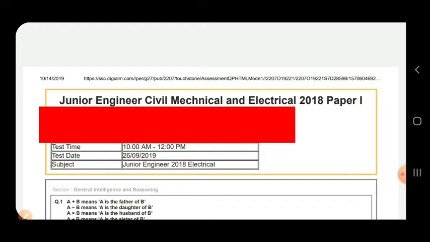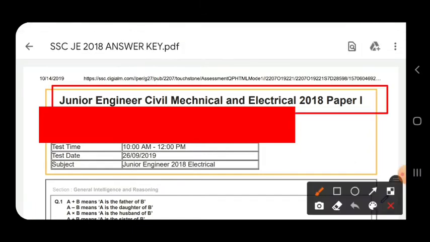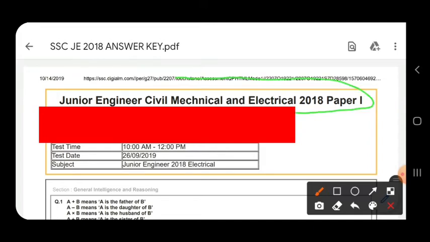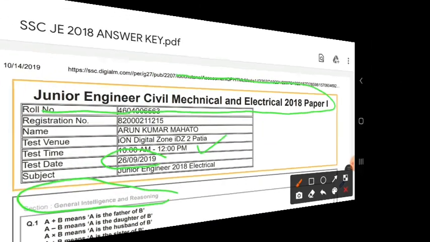This paper was Junior Engineer Civil, Mechanical and Electrical 2018 paper 1, and this exam was conducted on 26/9/2019, morning shift. In this video we will discuss only general electrical engineering, except the general intelligence and reasoning part. So let's start, friends, without delay.